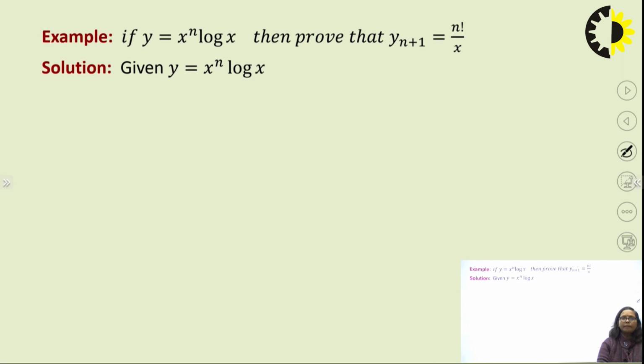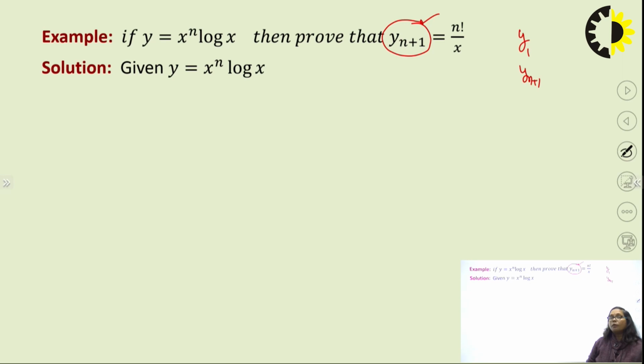The next example is this: if y equals x to the power n log x, then prove that y n plus 1 is factorial n upon x. So look here, I need to find the n plus 1th order derivative, and we know that the Leibniz theorem gives me only the nth derivative. Meaning, to go up to the n plus 1th derivative, what do we have to do? First we calculate the first derivative and get the value y1, and after getting this y1, we apply the Leibniz theorem to get the nth derivative, and the nth derivative of y1 is nothing but y n plus 1. So we get this relation like this one.